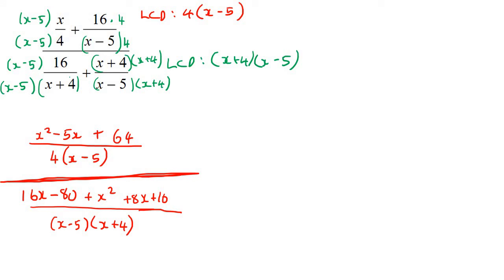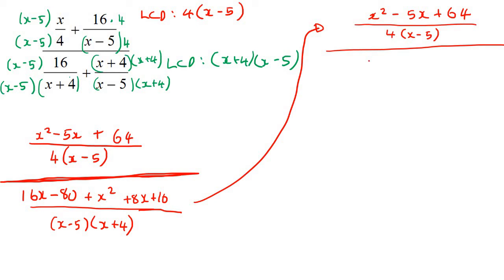Okay, so what we're going to do now is simplify this part. For example, the 80 and the 16, we're going to put that together, and we're also going to put the 16x and the 8x together. That'll eventually give us x squared, and then 16x plus 8x is 24x, and then negative 80 plus 16 is negative 64. And at the bottom we just leave it as it is.